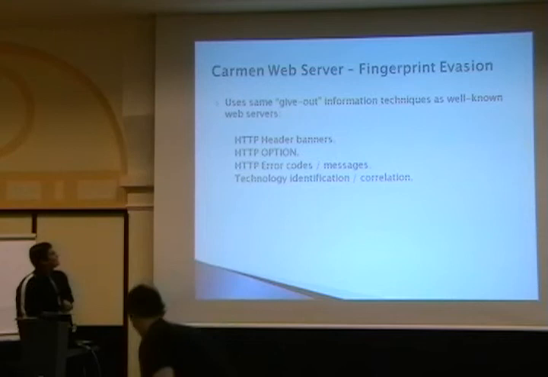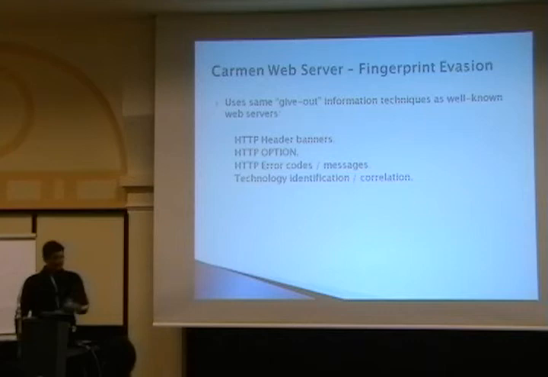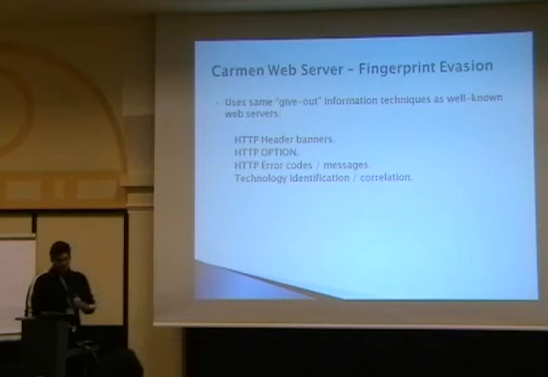Why do we want to do that? Because we want to perform fingerprint evasion. Carmen gives out the same kind of information that a web server does. So for example, if you set up the server to run like IIS or Apache, it gives you the same HTTP banners. You can define the same options in the HTTP, the same error messages and codes, and technology notifications, like CGIs and stuff like that. So that's quite interesting.